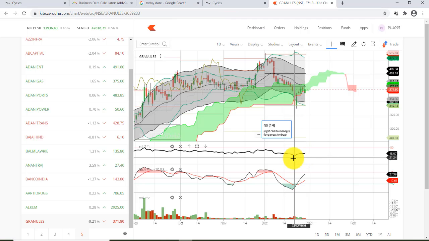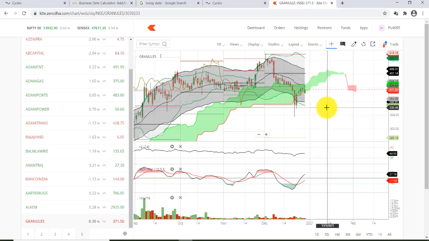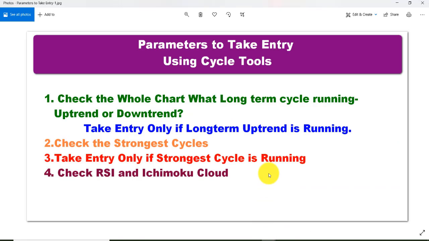Even we can check the RSI. So here this is a good time to take entry because the RSI is 26. So this is a very good time of entry, and from here onwards again you see it is moving upwards. So these are the parameters we must follow when taking entry into a stock using cycle tools. So when we should take exit, we will see in another video.